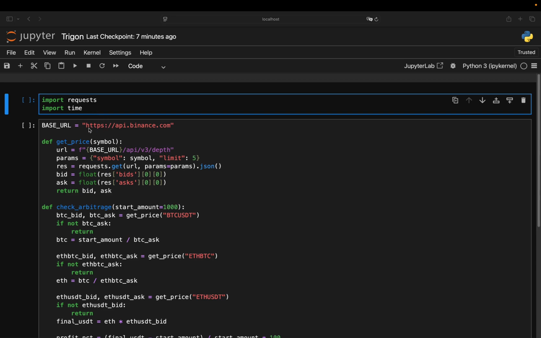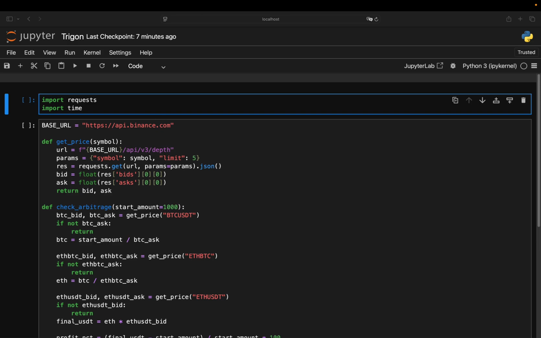Then we define the base URL for the Binance REST API. We use this to build our request URLs when querying price data. And here we define a function that takes in a trading pair symbol like BTCUSDT or ETHBTC and returns its best bid and ask prices.